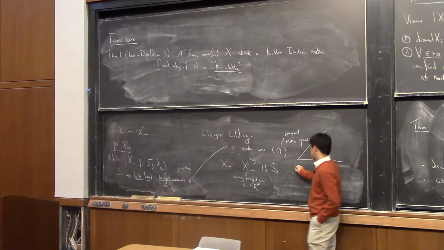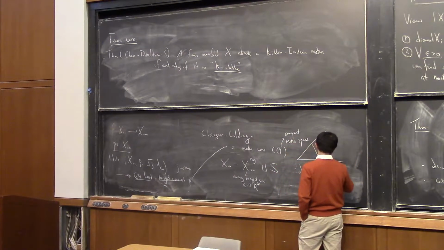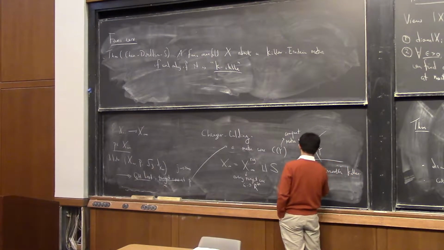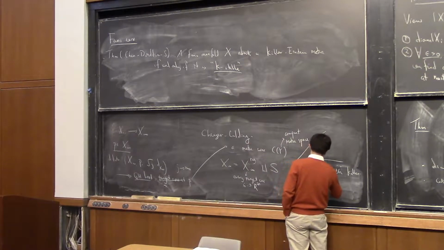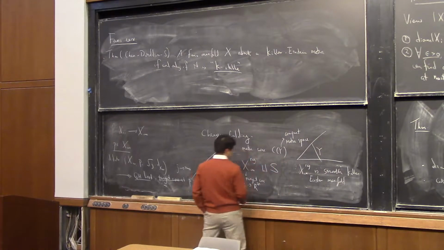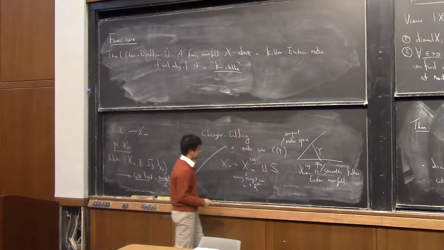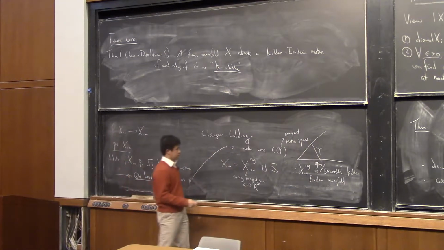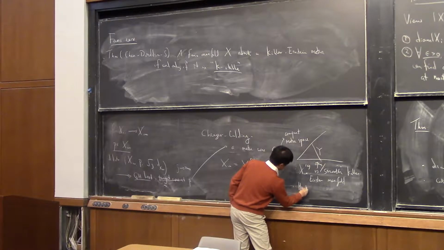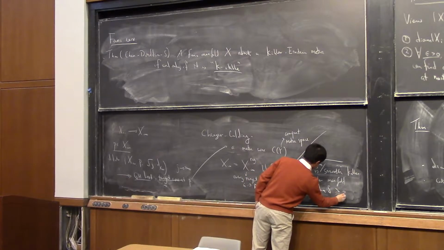And Cheeger and Colding proved that X_infinity reg is actually a smooth Kähler-Einstein manifold. It's open. So S is a closed set, and the Hausdorff codimension of S should be greater than or equal to 2.